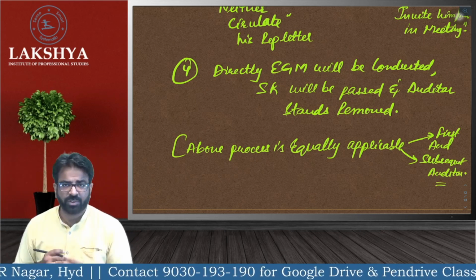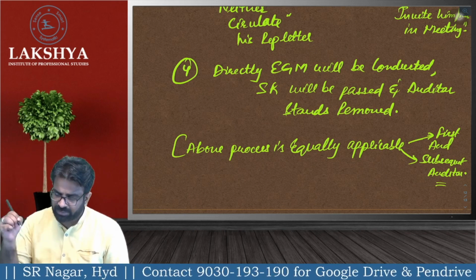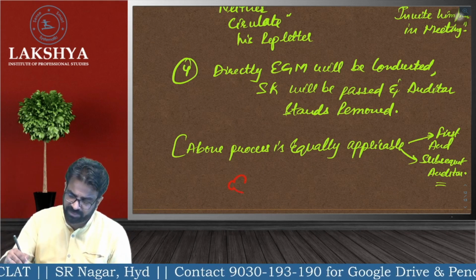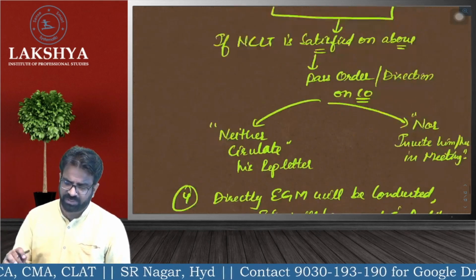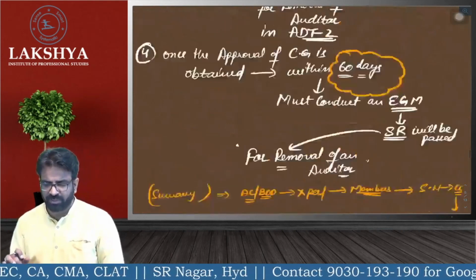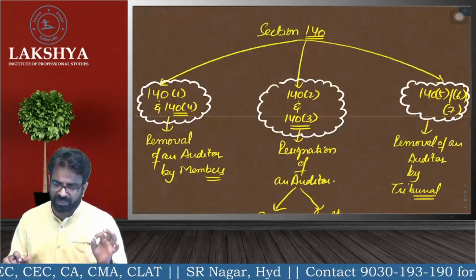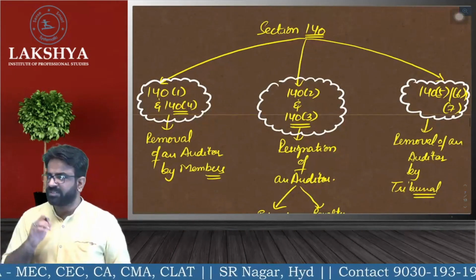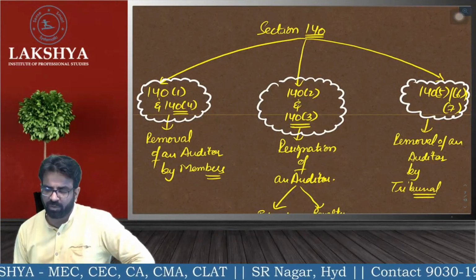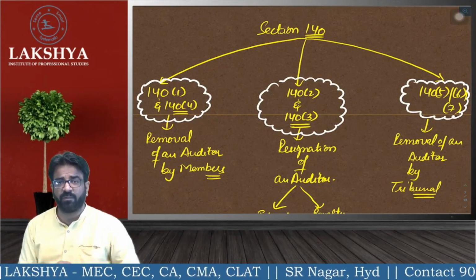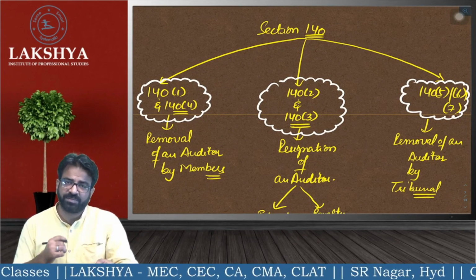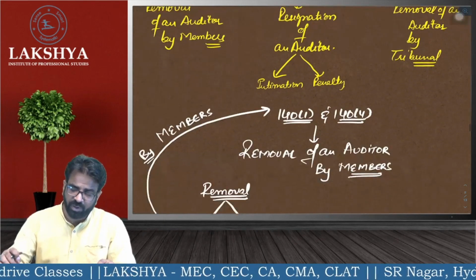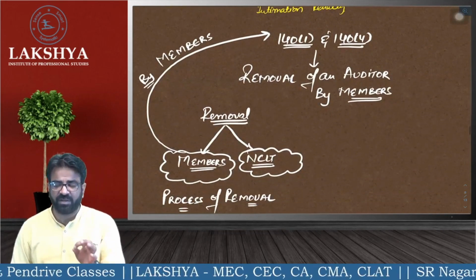ठीक है, चलो छोटा सा रिवीजन करेंगे, जल्दी जल्दी रिवीजन करेंगे ताकि अपने को समझ में आ जाए कि what actually is happening here. चलो शुरू से करते हैं. पहले तो अपन स्टार्ट करेंगे कि what are the section series we are doing: section number 140 series, right or not? 140 subsection 2 and subsection 3 we already covered in casual vacancy. Now we have covered subsection 1 and subsection 4.